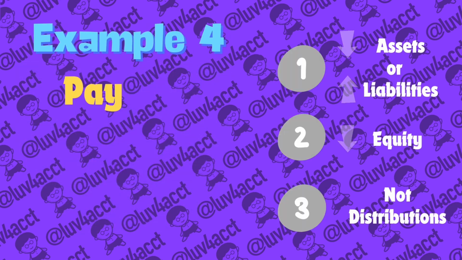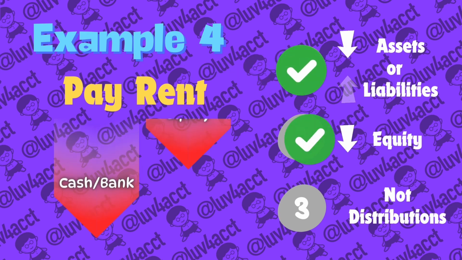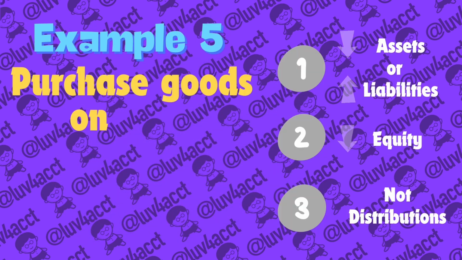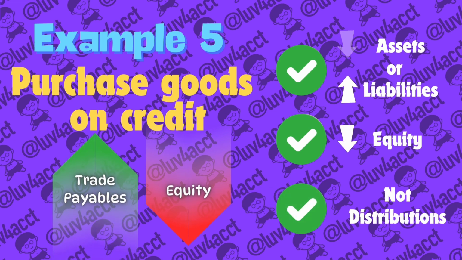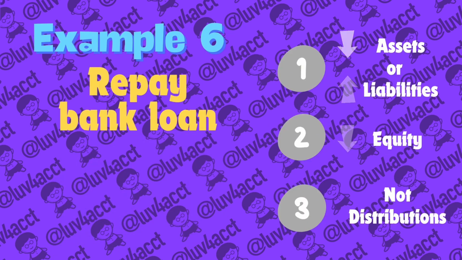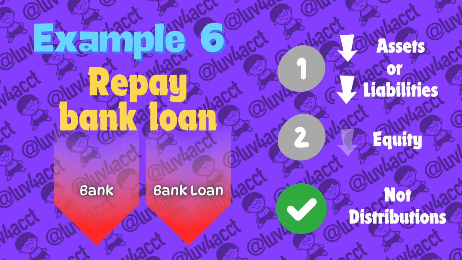Example 4. Pay rent. Using cash, we have less assets. This is ultimately borne by the owners, and it is not a distribution, so it is an expense. Example 5. Purchase of goods on credit, more trade payables, less equity, not a distribution. Cost of a business, similar to an expense. Example 6. Repay bank loan. Less cash at bank, less liabilities.